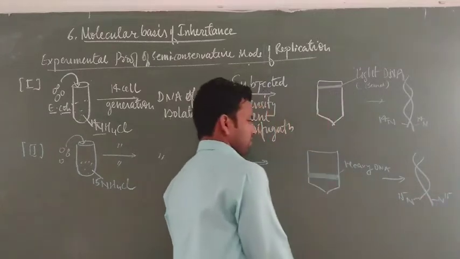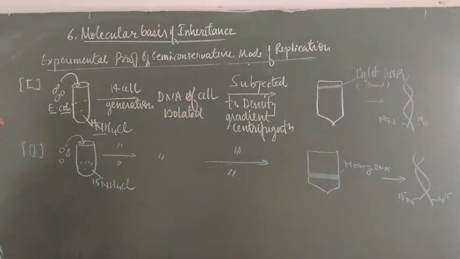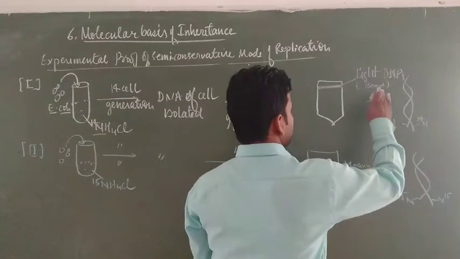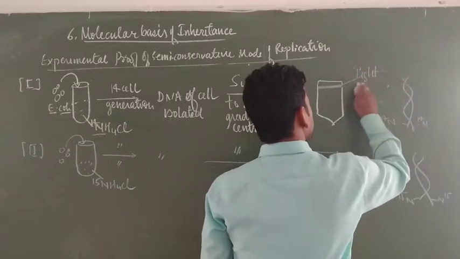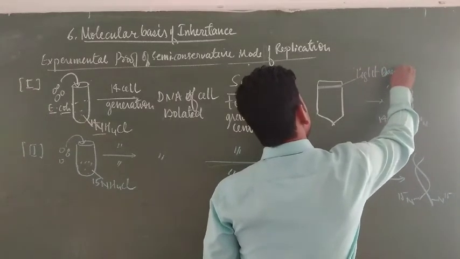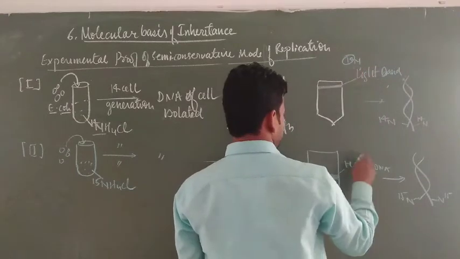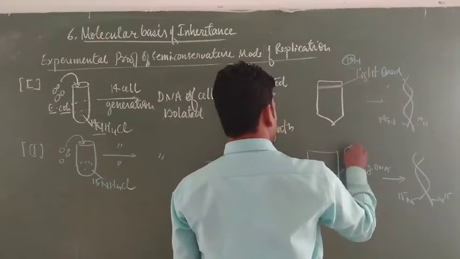Okay, this was the second experiment performed by Meselson and Stahl. This is a light band containing N14, and this is a heavy band containing N15.